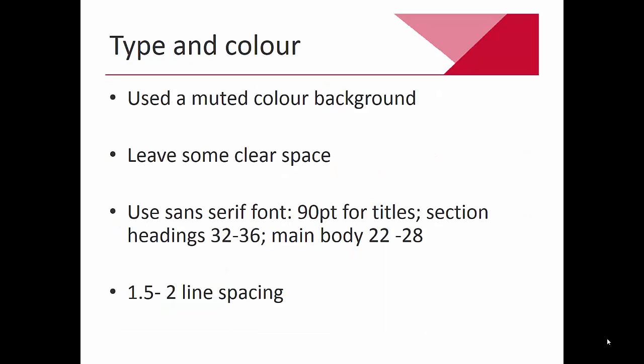Also use a sans serif font. It basically means use a clear font that doesn't have too many fancy bits on it. So anything that looks like handwriting or old-fashioned type can be quite difficult to read. So sticking to things like Calibri or Arial, something like that. Obviously making things obvious, so you know your big title, you might want it to be 90 point, section headings maybe 32 to 36, main body 22 to 28, so fairly big type as well, which also underlines why you need to be quite concise in what you're writing.